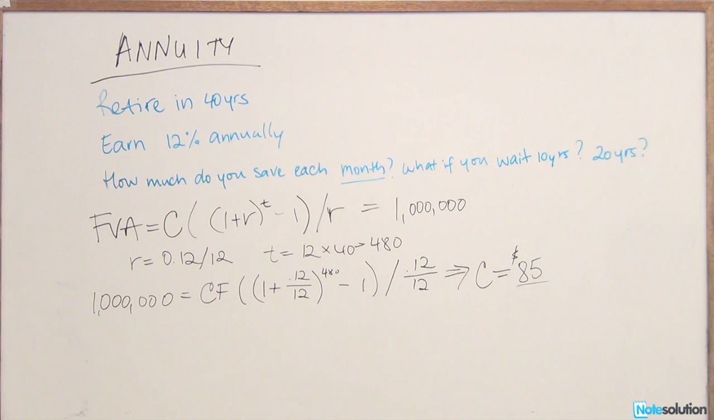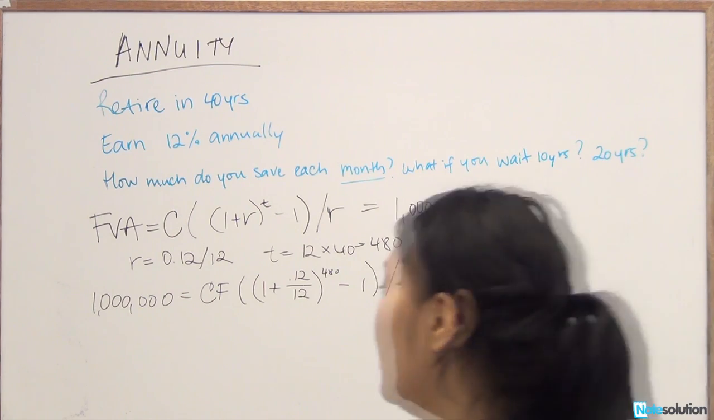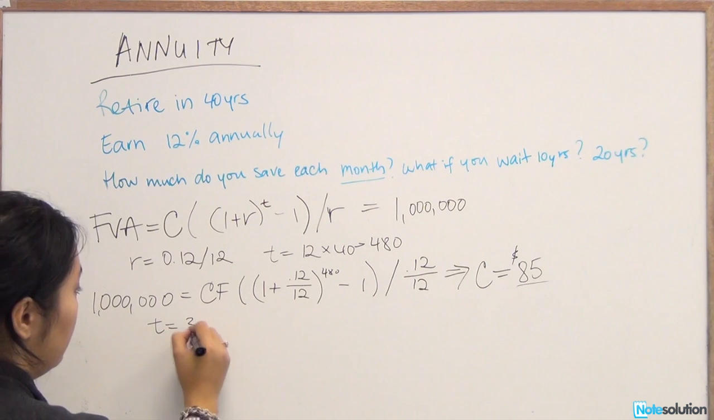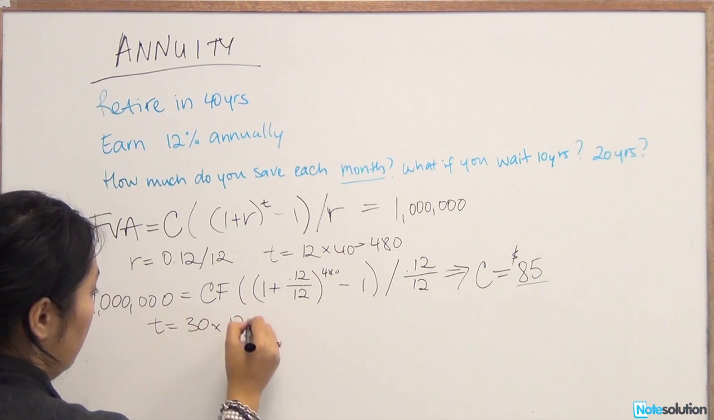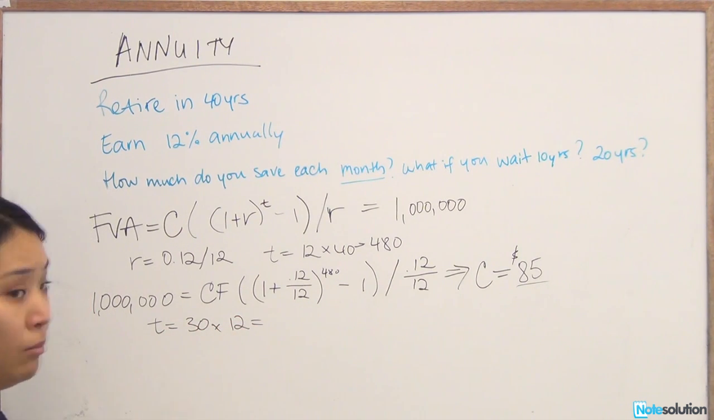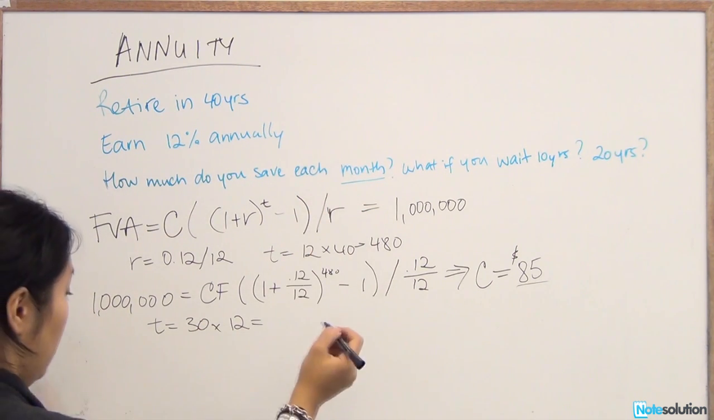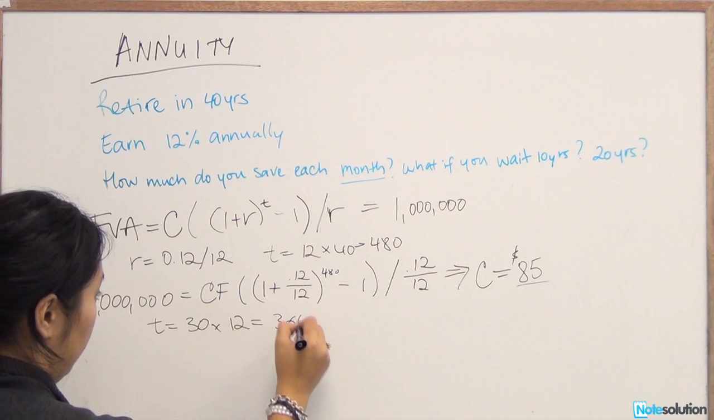So the second part of the question is, well, what if you wait for 10 years? Well, the effect is really reducing the number of time periods for which you're compounding your annuity. So your new time period becomes 30 years times 12, because you want to calculate it in months. You're really looking for monthly cash flows, not yearly. So it's going to be 360.